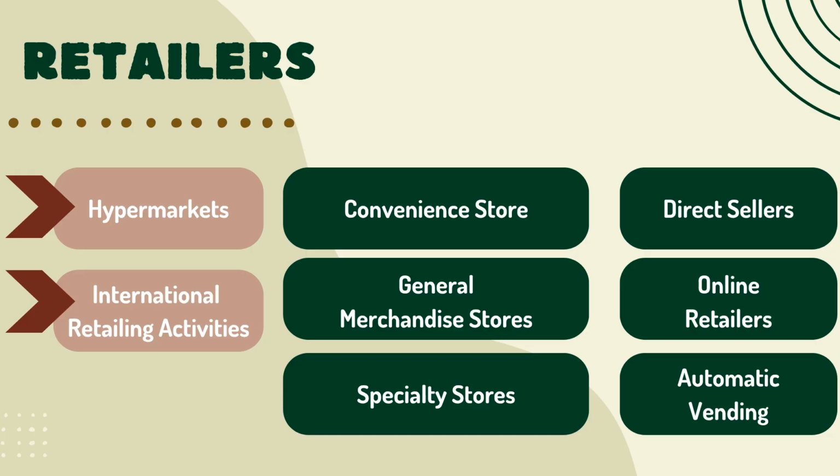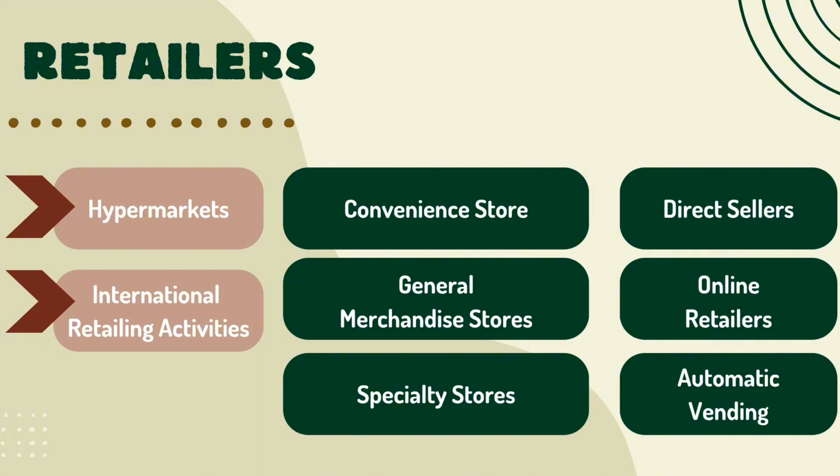Hypermarkets are superstores, giant one-stop shopping facilities that offer a wide variety of grocery items and department store merchandise, and examples of these are SM, Ayala, and Gaisano, in which you can buy groceries, clothes, electronics, home goods, and much more, all under one roof.